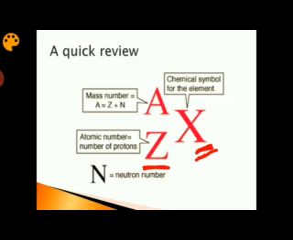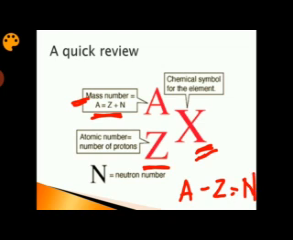Then the number written at the top part, which is the mass number, is the sum of protons and neutrons in a nuclei. So if you want to find the number of neutrons in a nuclei, you need to subtract Z from A. That is, A minus Z will give the number of neutrons in a nuclei. I hope all these concepts are clear to you.